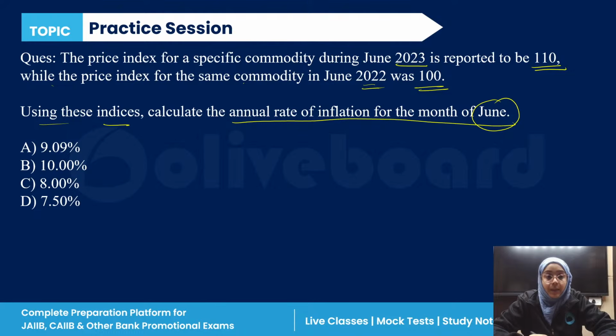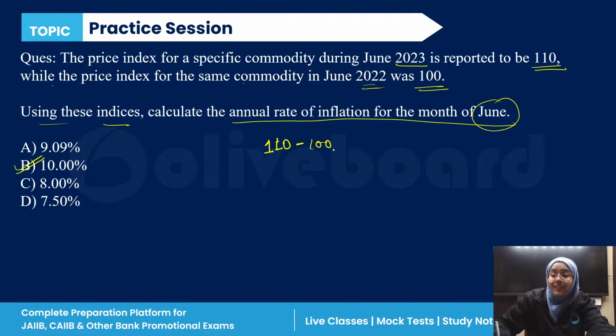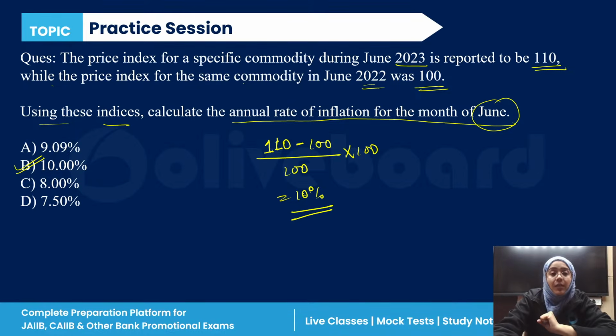Okay, so Tanya is saying B. Harsh is also saying B. Yes, so the correct answer is B, because it is new, which is 110, minus old, which is 100, upon old, which is 100, into 100. It's so simple. It is 10%, which is the correct answer. Okay, 10% is the annual rate of inflation.